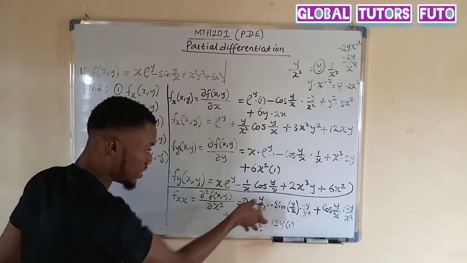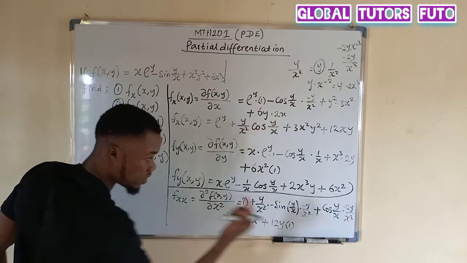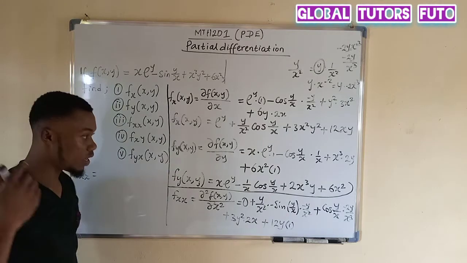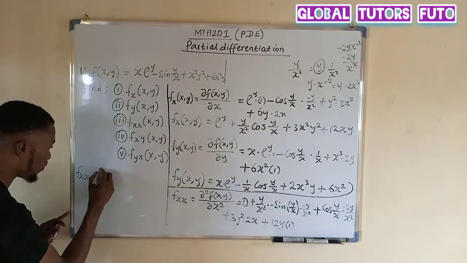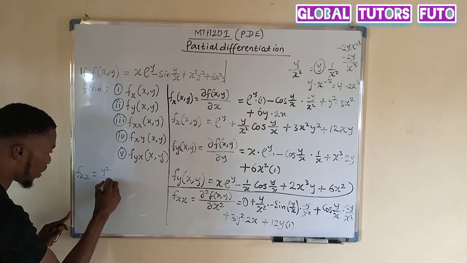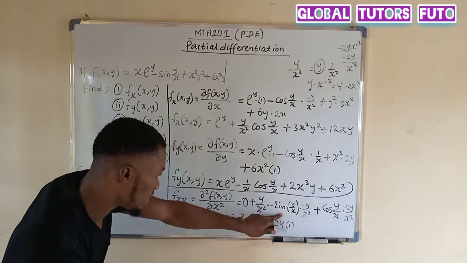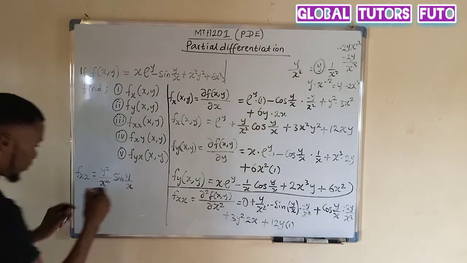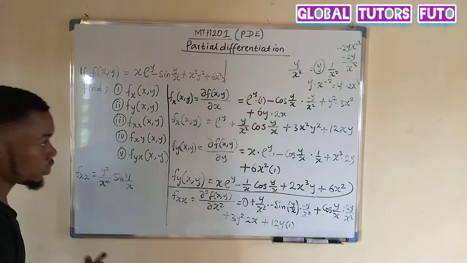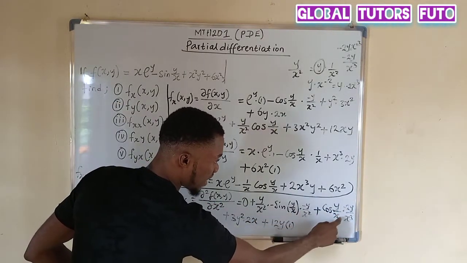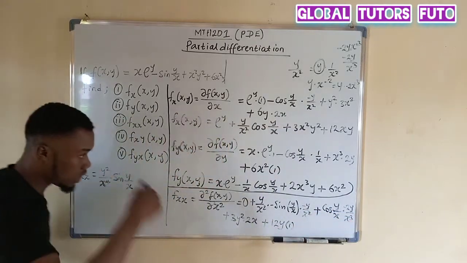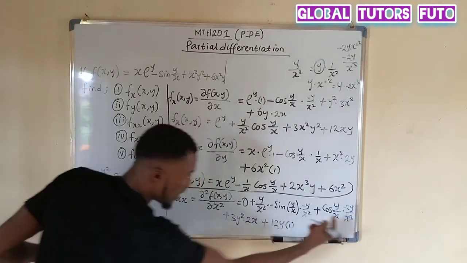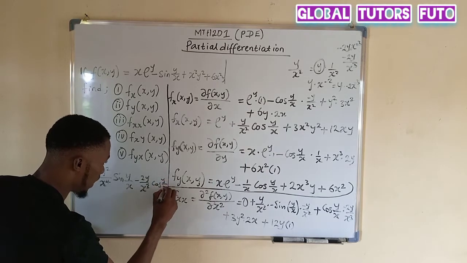So when this multiplies this, we are going to have minus times minus is plus, y times y is y squared, x squared times x squared will give us x to the 4th power. So we are going to have y squared over x to the 4th power, then sine y over x, plus, okay, remember, look at this, this is cos y over x times minus 2y over x cubed. So that will give us minus 2y over x cubed cos y over x.